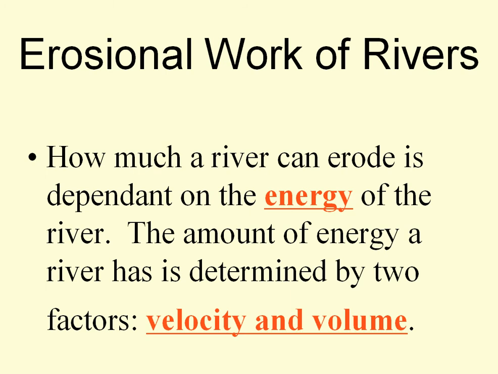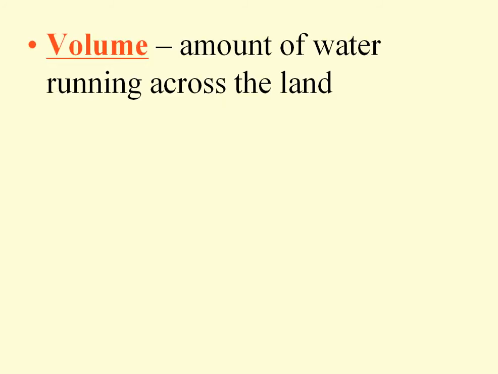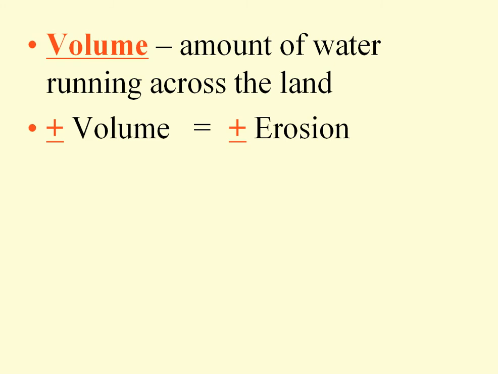A lot of that came from the large amount of rainfall that we had over the course of not only a few days, but several weeks, because the ground was saturated well before we had this latest round of flooding. Now, volume is the amount of water running across the land. Typically, if you add volume, you're going to get more erosion. So I have plus signs here. What that's meant to show is that if you add volume, you also add to the amount of erosion. Or if you subtract volume, typically you're going to have a decreased amount of erosion.